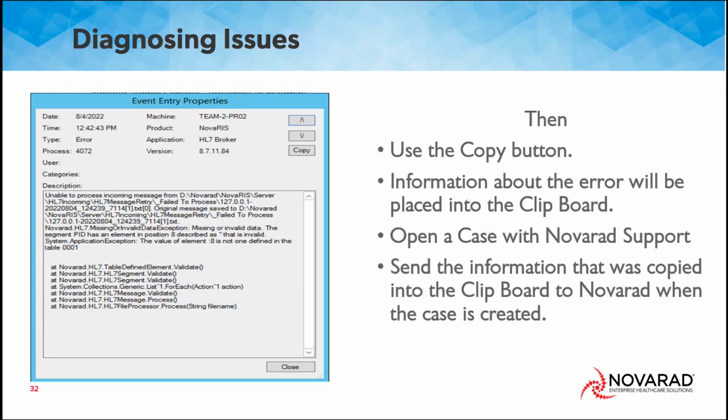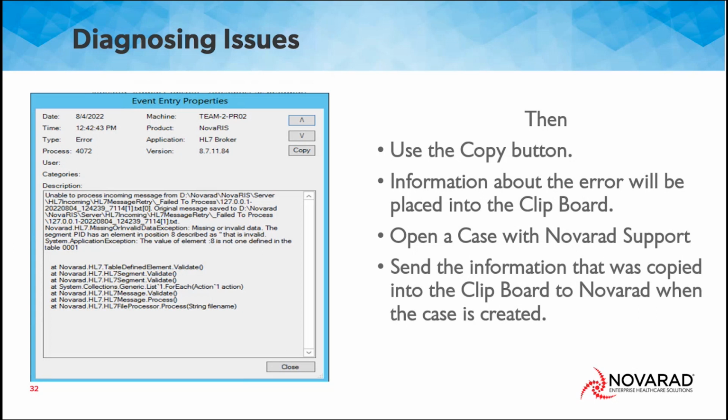It came from the failed to process folder, because messages are retried after they fail. But if you read down a little bit further, it tells you why. It says the segment PID has an element in position 8 that is invalid. The value of element 8 is not one that's defined in table 0001.